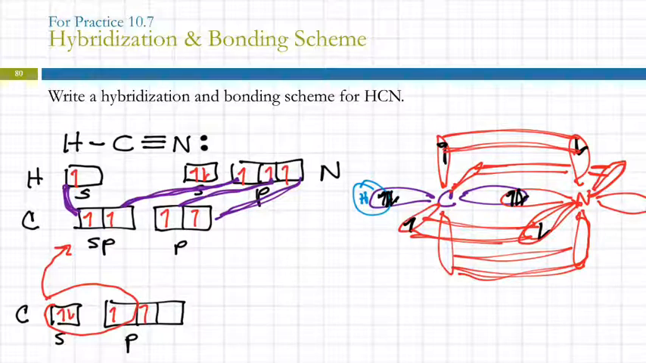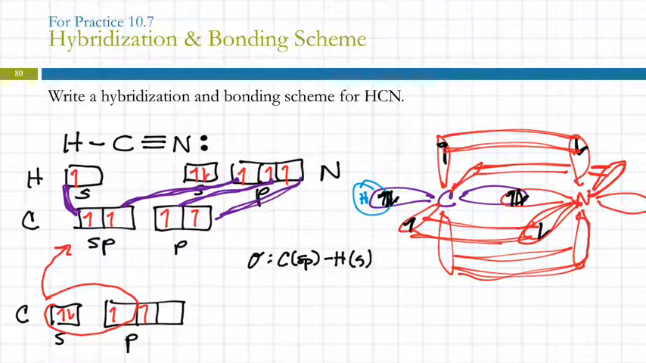So we need to write bond descriptions. So let's start with this one. Is that sigma or pi? Sigma. So we got a sigma, and it's between carbon and hydrogen. And what's the orbital on carbon that's involved? It's the sp, right? An sp orbital on carbon is overlapping with hydrogen, and what's hydrogen got going on? Just an s.